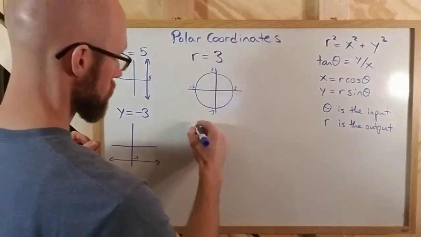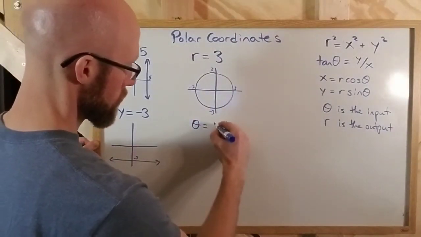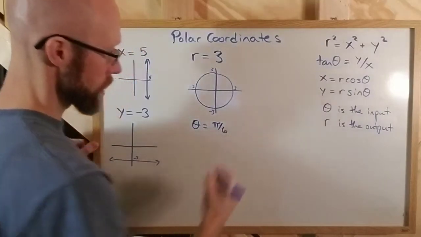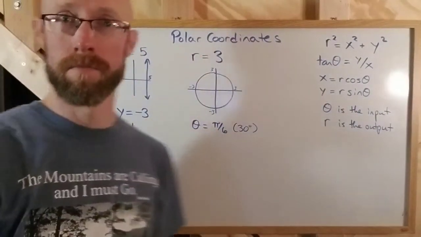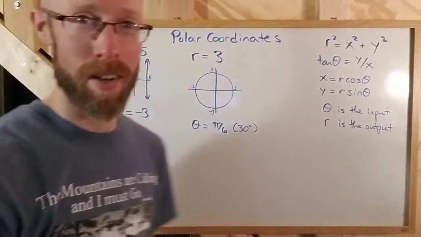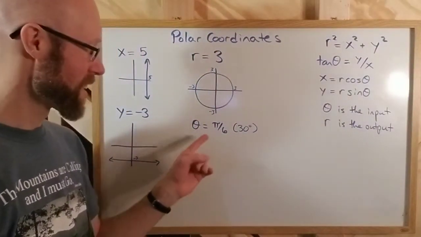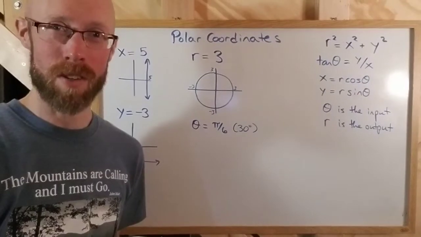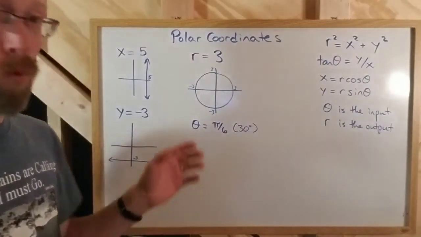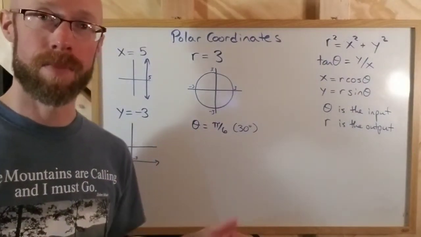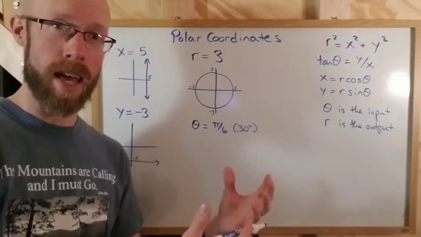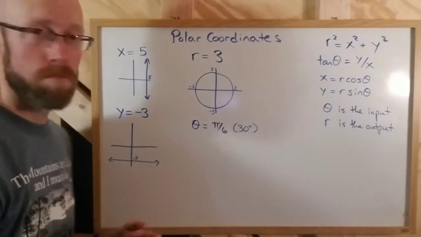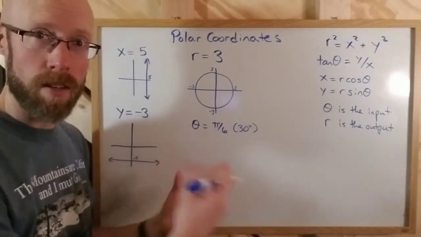Now, if you were to fix theta, let's say theta is pi over 6. That would be a 30-degree angle, and you want a constant value there. So that's going to be every point with an angle of pi over 6. The radius could be anything, positive, negative, whatever.